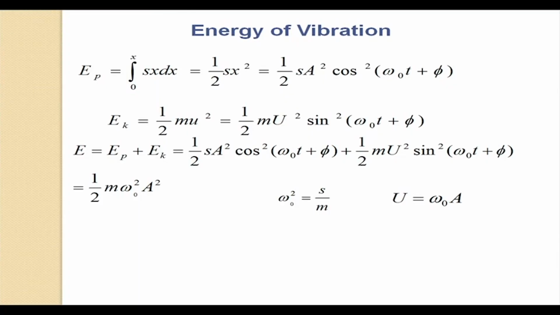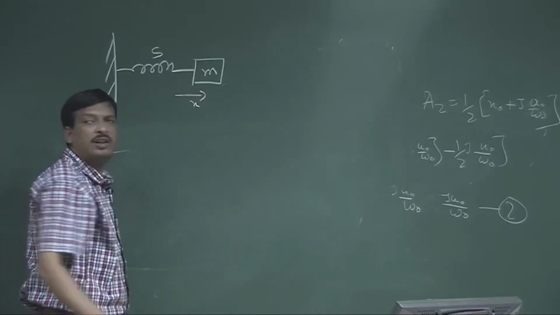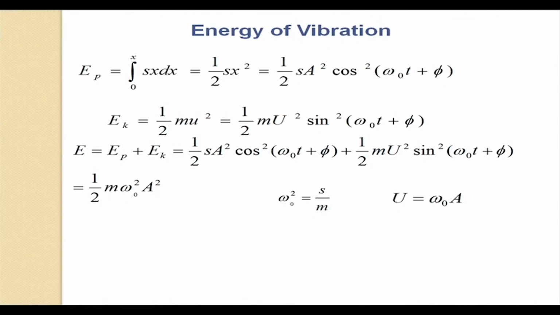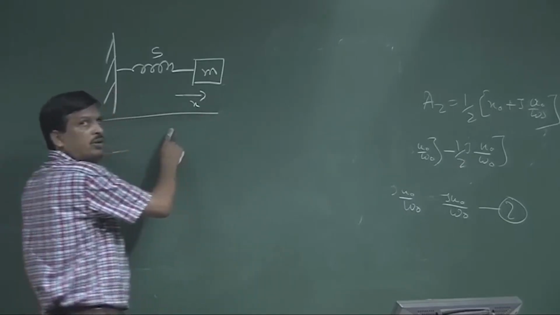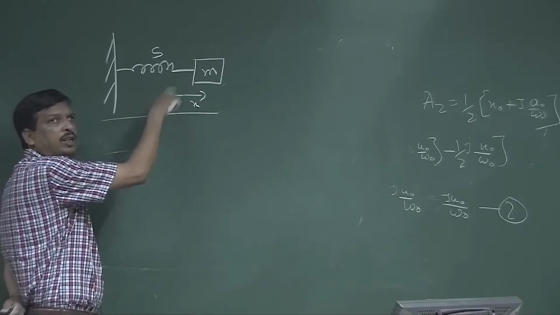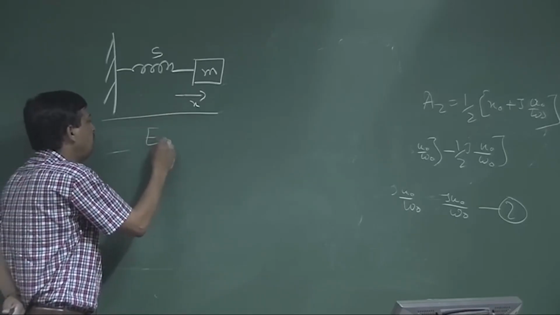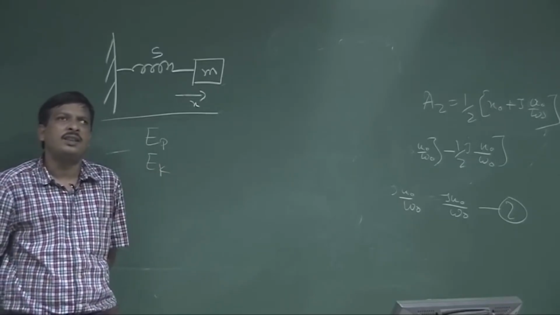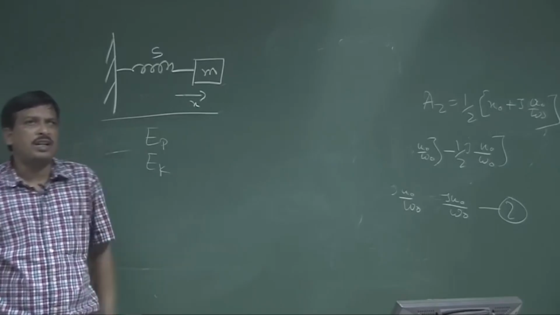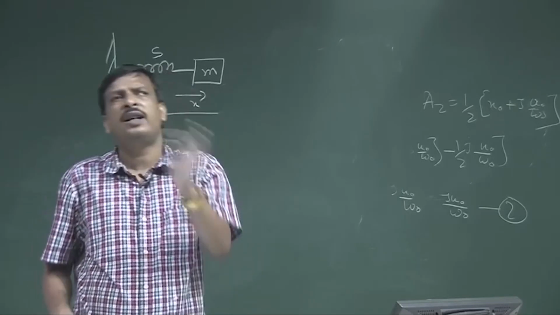Now, what is the energy of this? This is the equation of motion and the equation of velocity, I understand. Now, how much energy exists in this oscillation? In any simple harmonic motion, like spring-mass motion, there are two kinds of energy. One is called EP, another is called EK. EP is the potential energy and EK is the kinetic energy. So, any simple harmonic motion at any point has two kinds of energy, potential and kinetic.